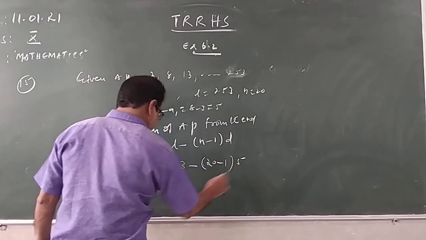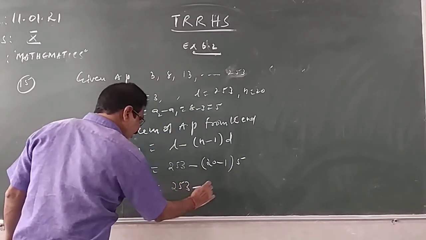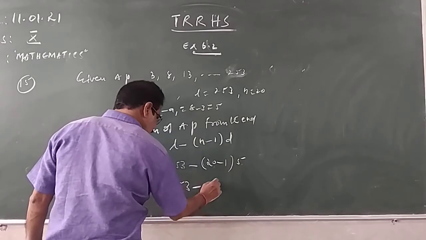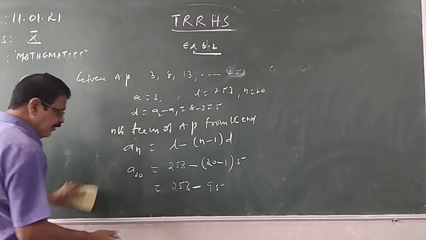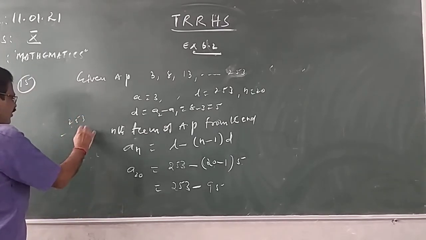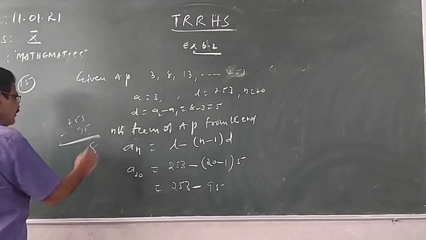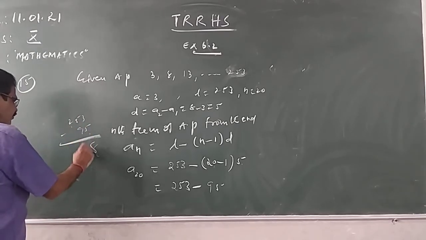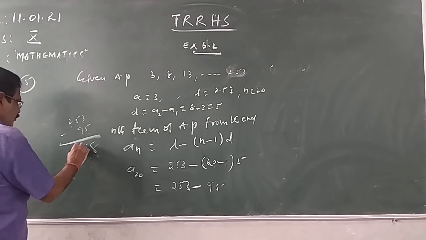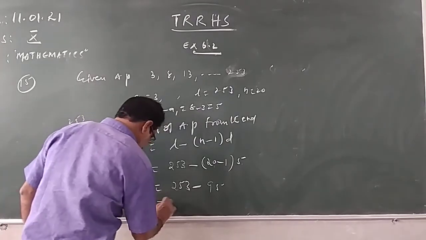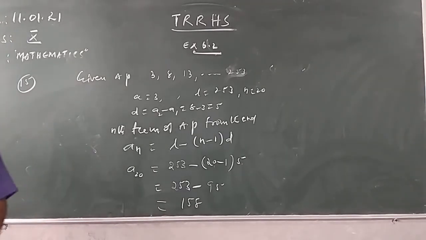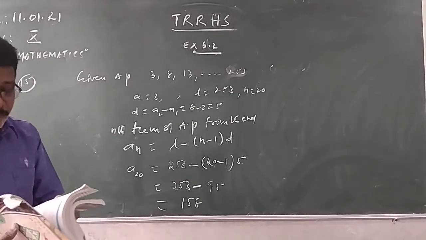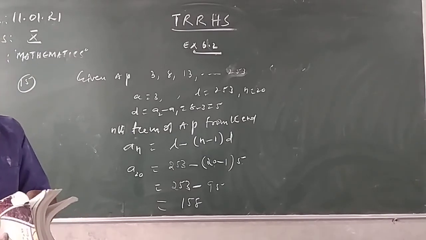d is 5. So 253 minus 19 times 5. 19 fives are 95. 253 minus 95 is 158. From the end of the AP, the 20th term is 158. I hope you clearly understood, children.